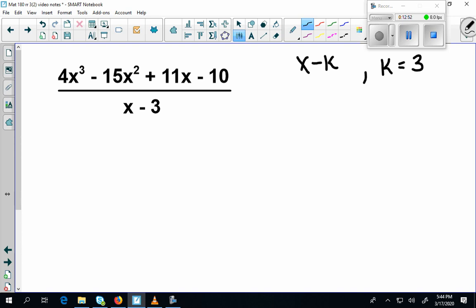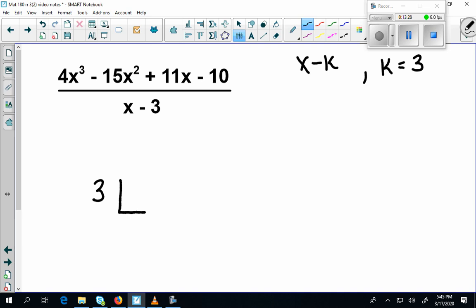So I need to look at my dividend, the thing that I'm dividing, and my first question always is, do I need to put in any placeholders? Well, what degree is this? If you look, you see the highest power of x up there is 3. So count backwards, see if everything counting backwards is represented. So 3, 2, 1. Yep, you got everything. Don't need a placeholder.